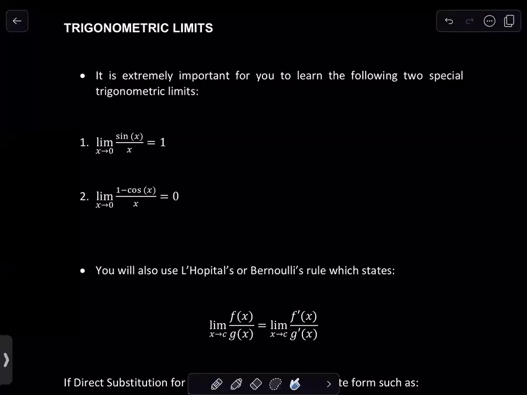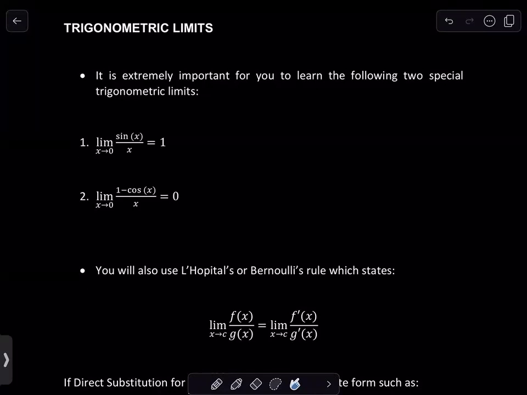So in this video, we're going to do trigonometric limits. I'm going to give you a brief background on what you need to know to be able to solve these trigonometric limits. Then I'm going to give you a guideline for the general strategy of how to solve them. And then we're going to go through some examples to test your understanding and just to solidify what you've learned.